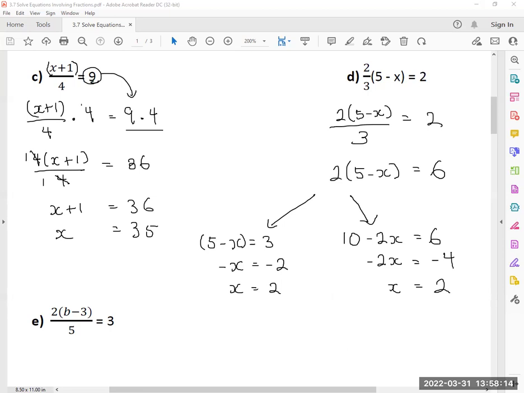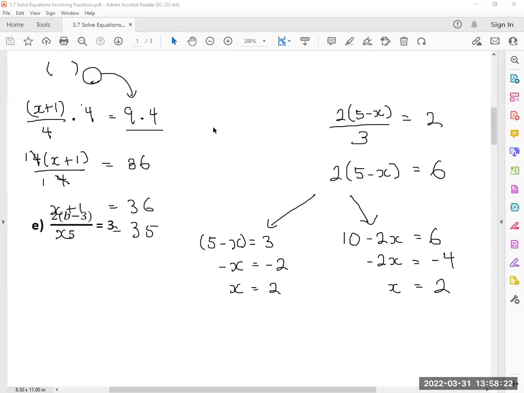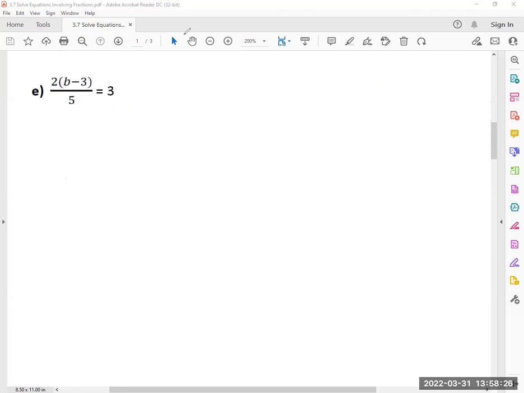Let's try it. Any questions on this? Would you like to? I wanted to save that so that you can try it on your own, but okay then. Let's try 8. I'm going to go through it as if I was doing this on a quiz.